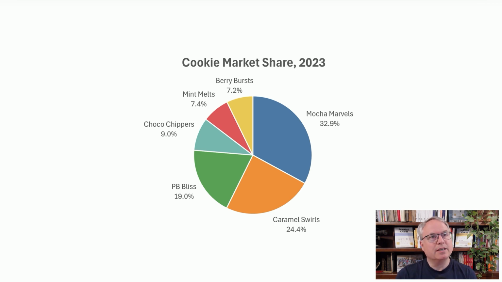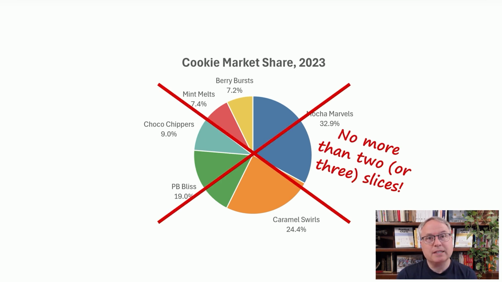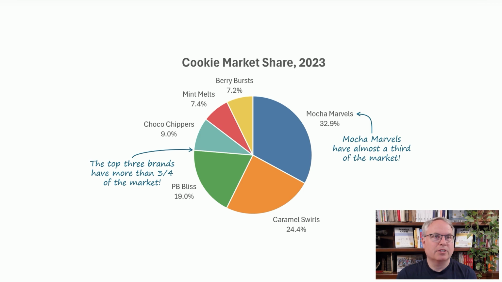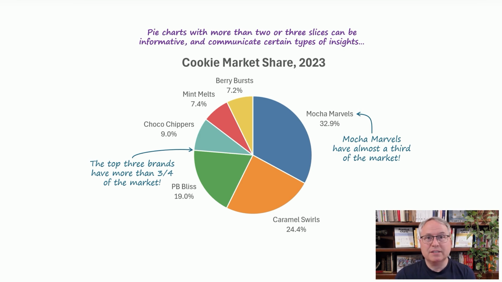Some people will even say that a pie chart like this actually has too many slices, right? There are pie chart hesitant people who say no more than 2 slices, or sometimes no more than 3 slices. But let's say the insight that we needed to communicate about the market breakdown of cookies here was that this brand accounted for almost 1/3 of our market, and that the top 3 accounted for more than 3/4 of the market. Well, I think that this chart is actually fine, right? If those are the specific insights that we need the audience to know, I think that this is a pretty effective way of doing it.